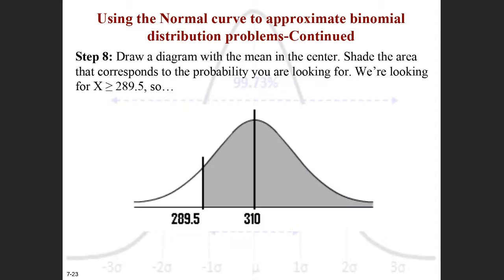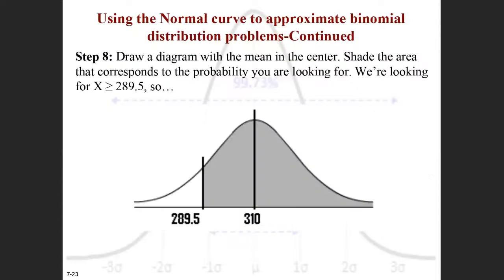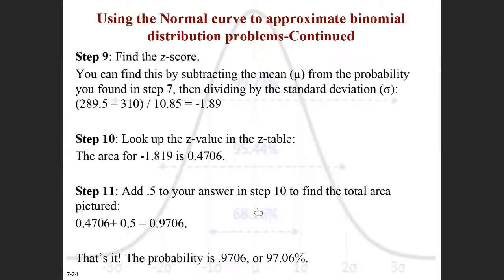Are there any questions? Okay, remember what it's asking you. Determine if you can use the normal distribution. These are both larger than 5. N is defined in the question as 500. So it's asking you, can you do that? And your solution following the steps is, yes, the probability is 97.06 that you can use it. So are there any questions about that?